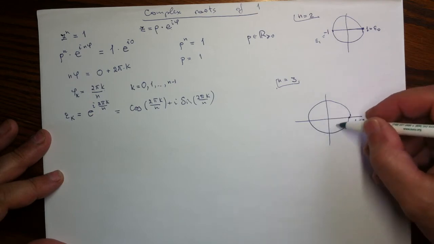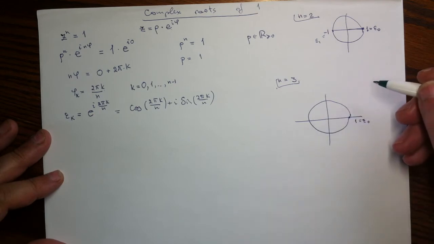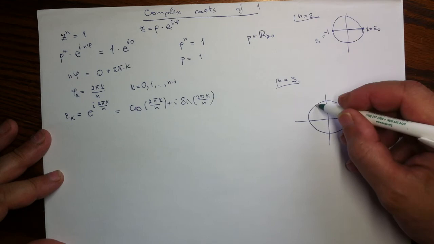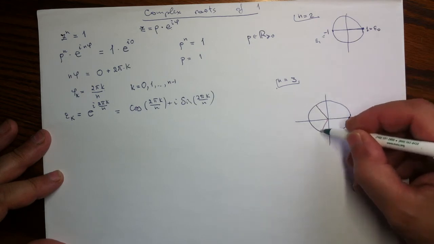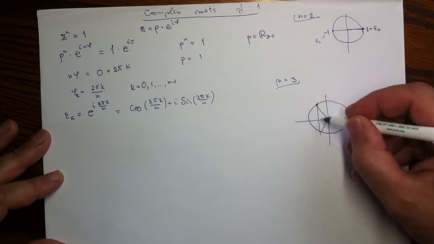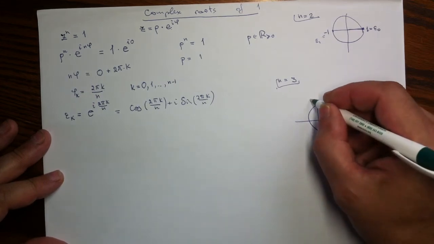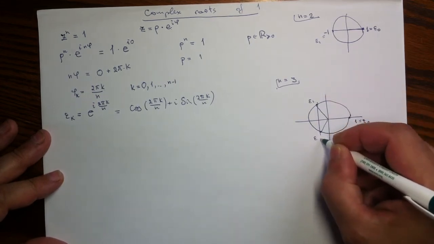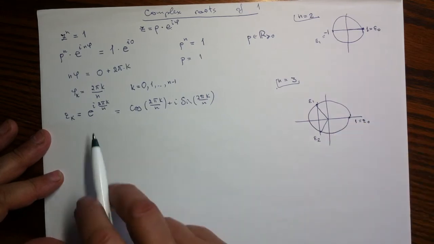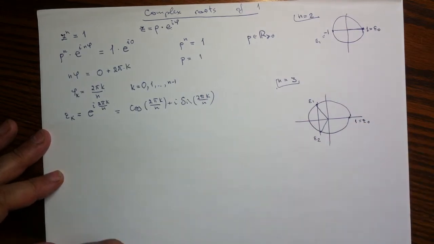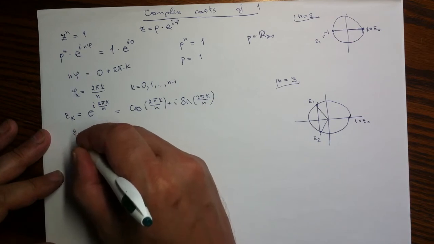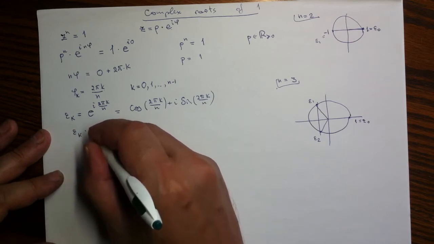So I have to take 2 pi and divide it into 3 equal parts. So the chunks will be like that, and these will be symmetrically placed two other roots. This will be epsilon 1 and this will be epsilon 2. Going back to the properties of these epsilons, multiplicative properties, let's just record them for convenience.